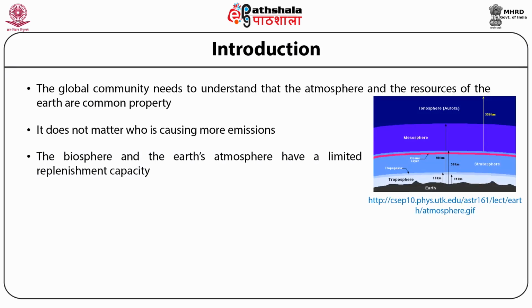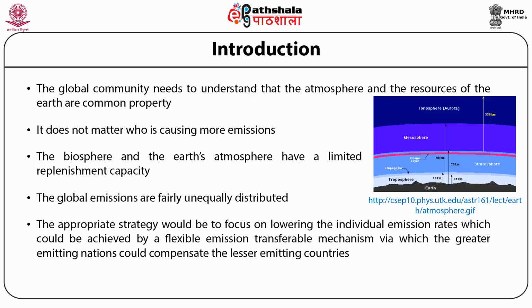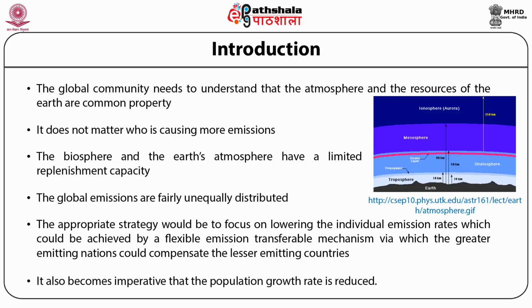The biosphere and the Earth's atmosphere have a limited replenishment capacity. The global emissions are fairly unequally distributed. The appropriate strategy would be to focus on lowering the individual emission rates. This could be achieved by a flexible emission transferable mechanism via which the greater emitting nations could compensate the lesser emitting countries. This would encourage global emission reduction rates. At the same time, it also becomes imperative that the population growth rate must be reduced.